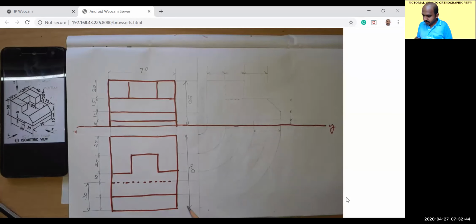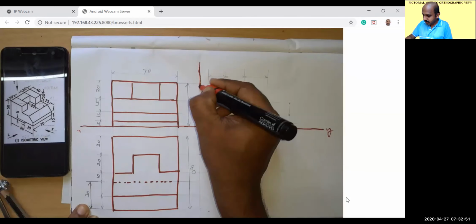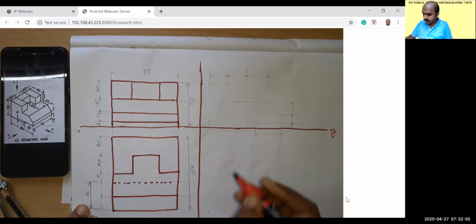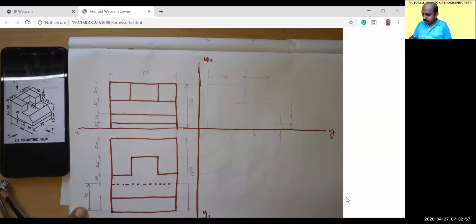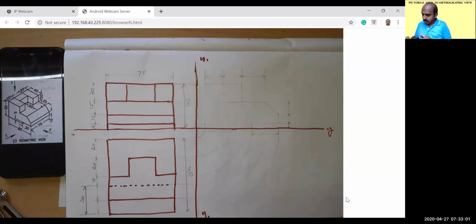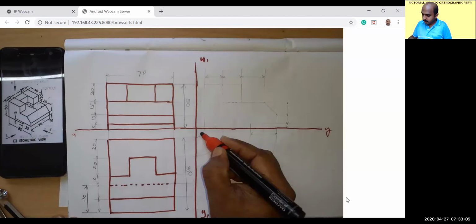Now once you have completed XY, you can draw the Y1 line perpendicular to this, which is again for the left side view. So this is your Y1 line. Now you draw the Y1 line, and from each point of the top view, you draw an arc.